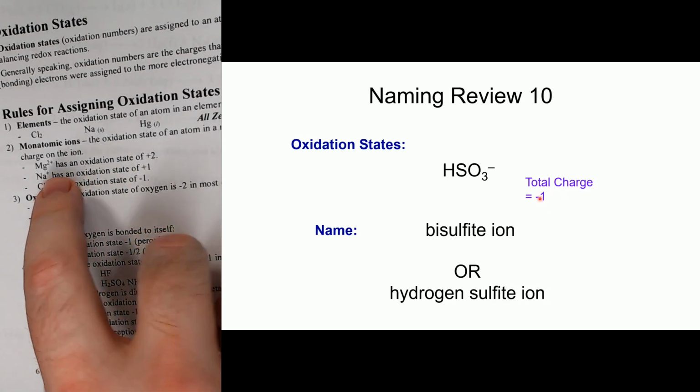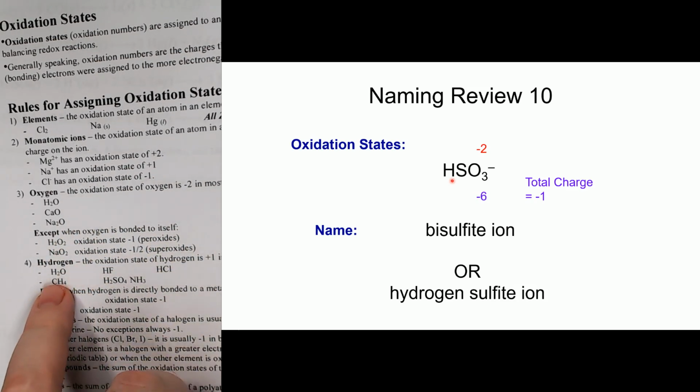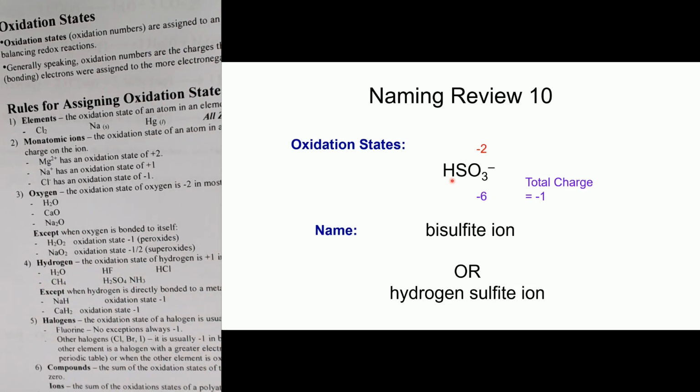Is there a monatomic ion present? No, there's no monatomic ion present. Is oxygen present? Yes. So here we'll put negative 2. Negative 2 times 3 is negative 6. Since we have 2 elements left, we're going to go back to our list and pick the next thing. Our next thing here is hydrogen. Hydrogen usually is positive 1. So positive 1 times 1 is positive 1. So positive 1, negative 6, and some number add up to give us negative 1. That some number has to be positive 4. So we'll put a positive 4 there, divide by 1, and we get positive 4.